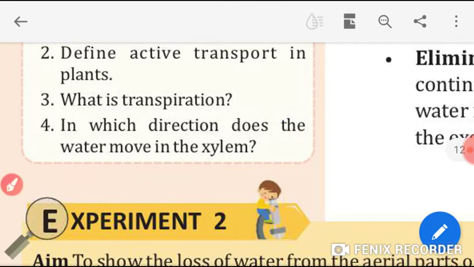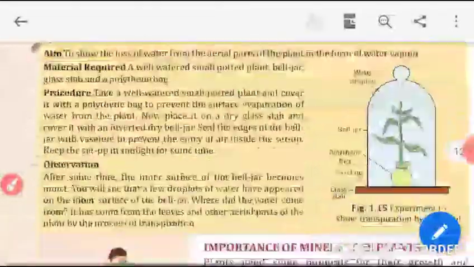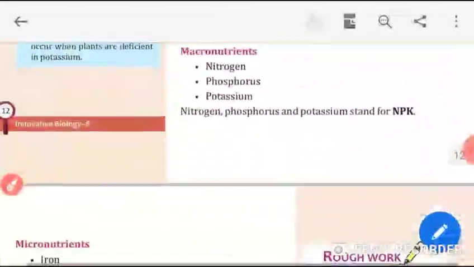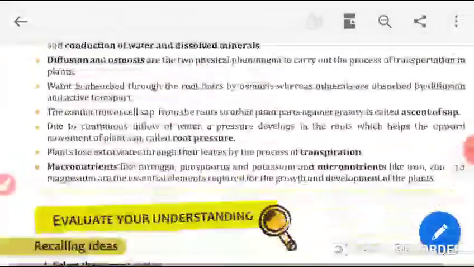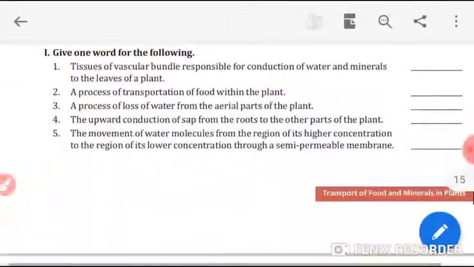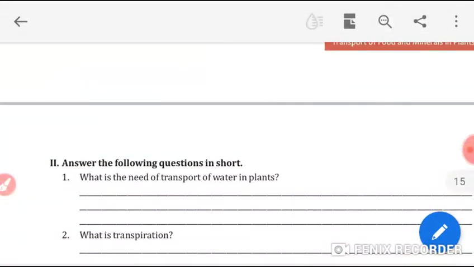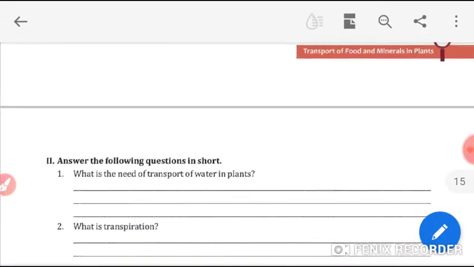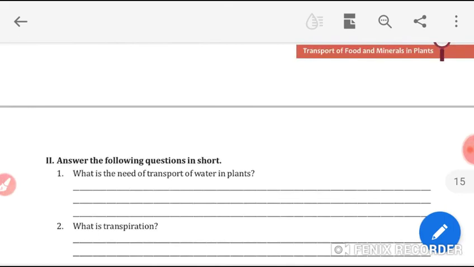So, students, complete your work fully in your copy and learn your question answers, your exercise, everything, and do your work in your copy in neat and clean handwriting and draw all the diagrams that I have told you. So, students, learn well and write well. Thank you.